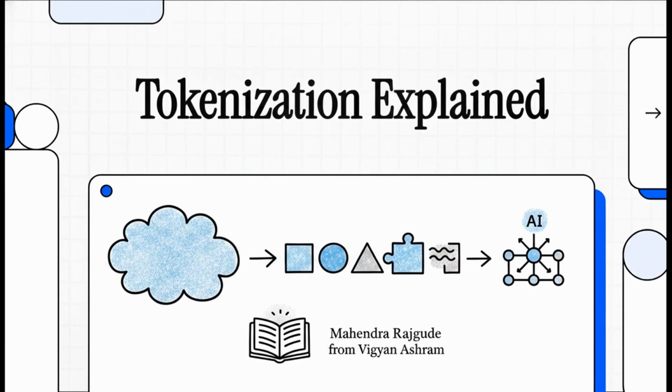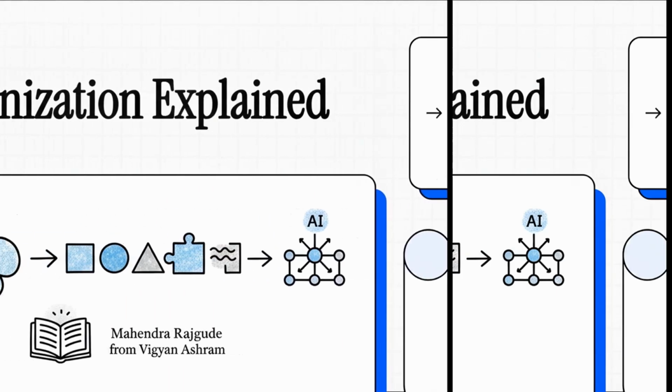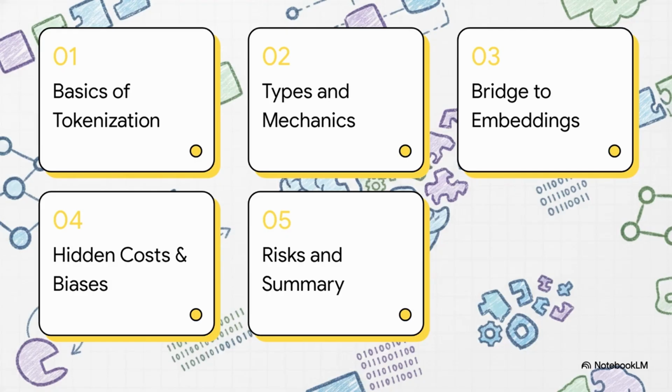We talk so much about large language models all the time, but we rarely stop to look at the literal first step of how they actually process information. We've got a really great roadmap for this explainer. We're going to kick things off with the basics of tokenization, then look at the types and mechanics, explore the bridge to embeddings, uncover some hidden costs and biases, and finally wrap up with security risks and a summary.